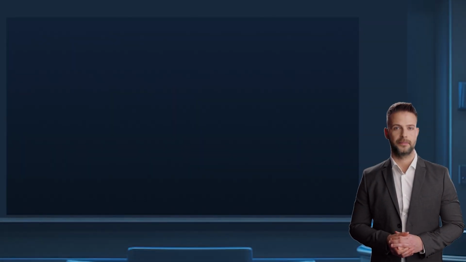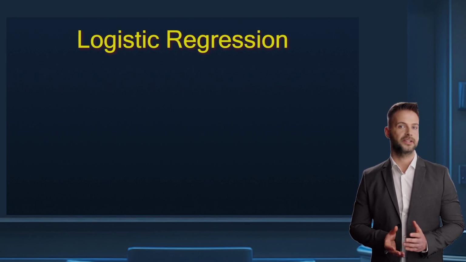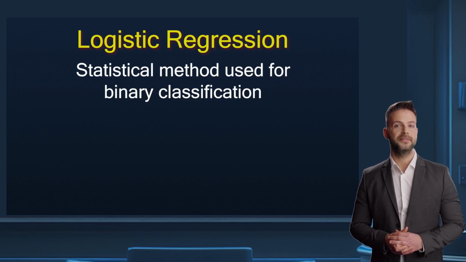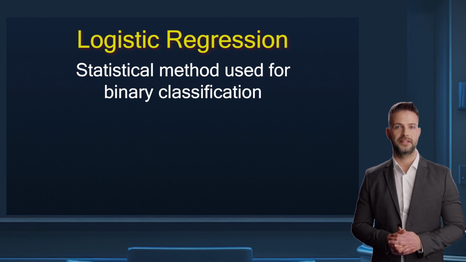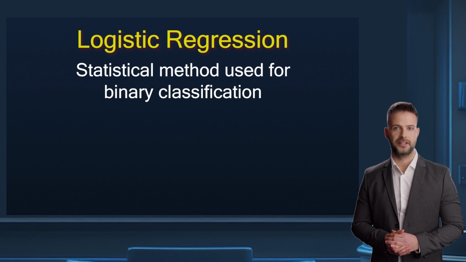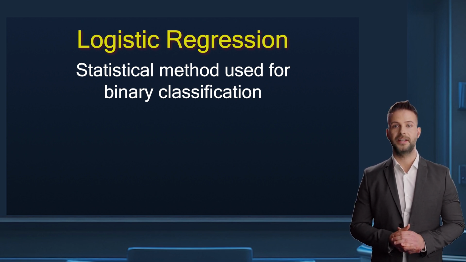Now that we have a basic understanding of classification, let's explore one of the most commonly used classification algorithms. This would be logistic regression. So, what is logistic regression? Logistic regression is a statistical method used for binary classification. Despite its name, it is used for classification tasks rather than regression tasks. The key idea behind logistic regression is to model the probability that a given input belongs to a particular class.